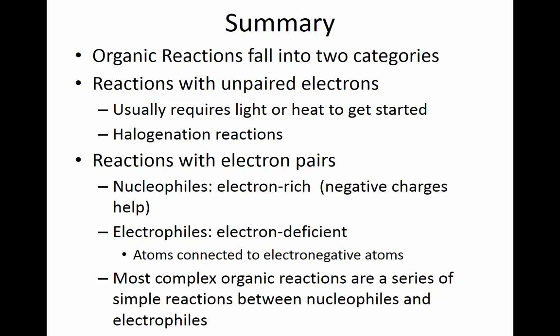Okay, so the summary of this first part: organic reactions fall into two categories. There are reactions with unpaired electrons. Usually they require light or heat to get started. These are radical reactions. Halogenation is a good example of those. And there are reactions with electron pairs, which is overwhelmingly most of the reactions we'll deal with in the organic chemistry portion of this class.